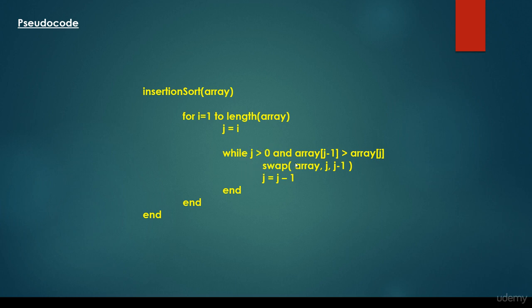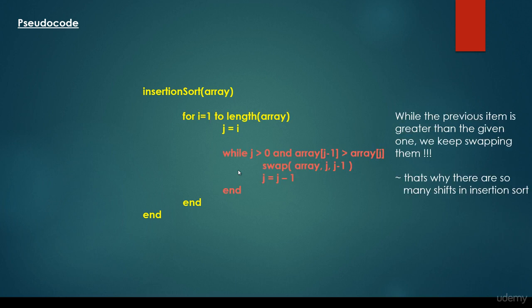What's very important is that there are going to be lots of shifts, as you can see. Of course, if the array is substantially sorted, in the sense that there are several items in their sorted positions, then this algorithm is going to be a bit better. This is why we have been discussing that it is a so-called adaptive algorithm. Okay, so we iterate through the array sequentially. Then while the previous item is greater than the given one, we keep swapping them. That's why there are so many shifts in insertion sort.